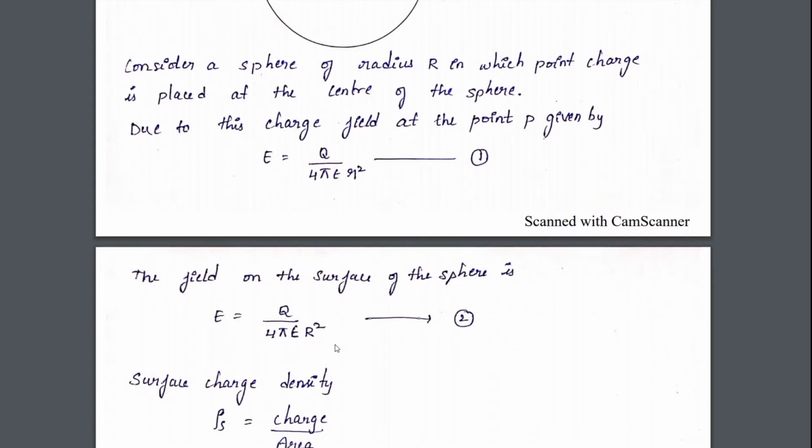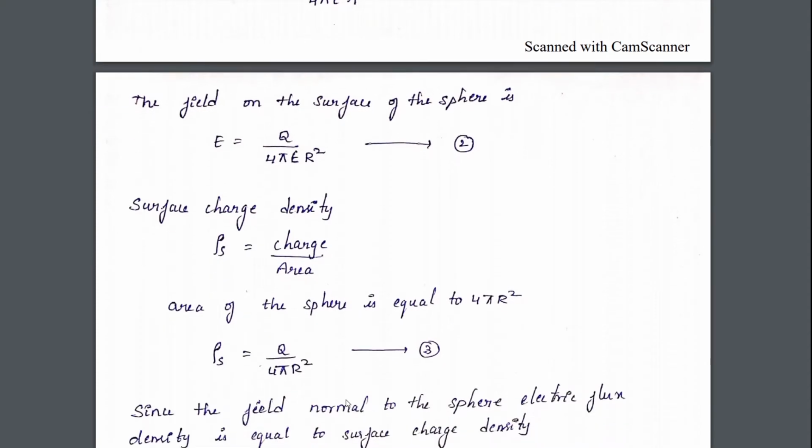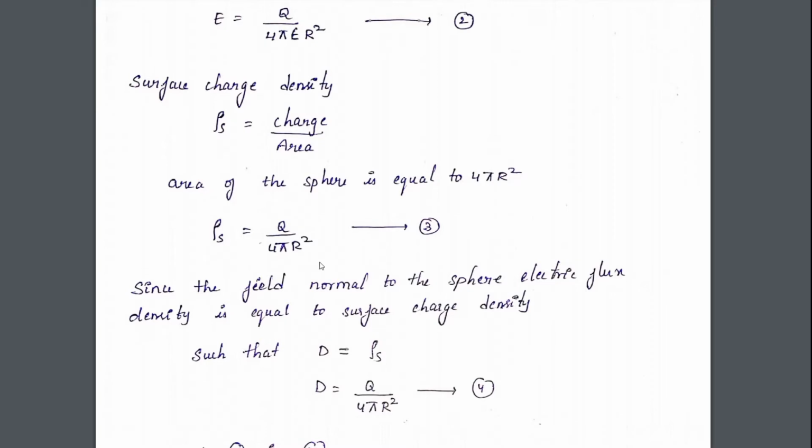Then you define the surface charge density. Surface charge density, all of you know, is charge upon area. And charge is Q, which is placed at the center. And we know the area of the sphere is 4 pi R square. So rho S will become Q by 4 pi R square here.